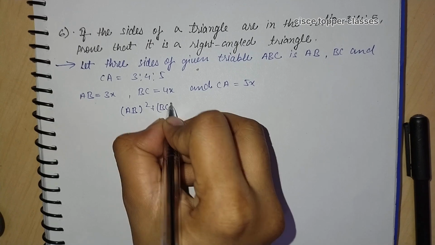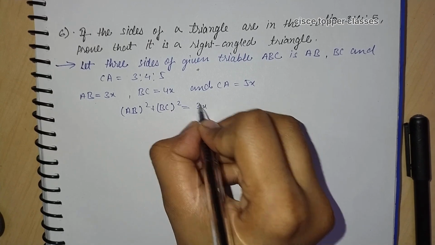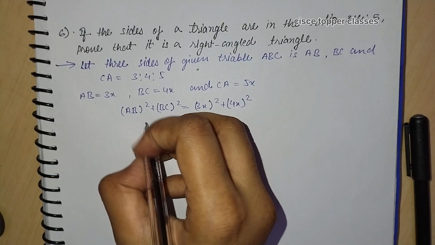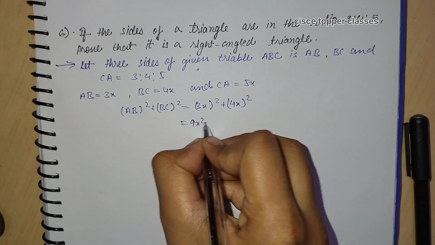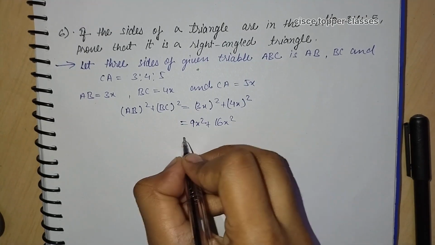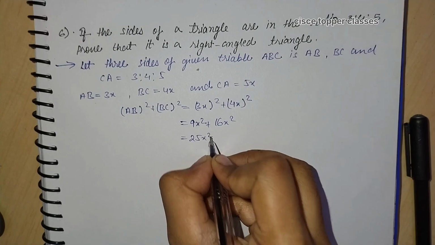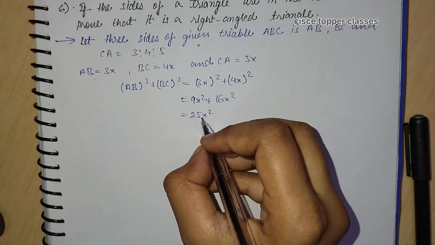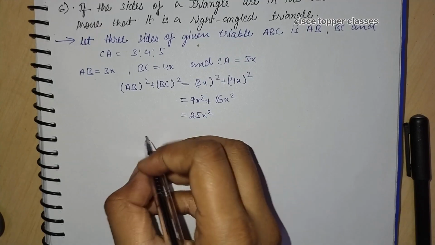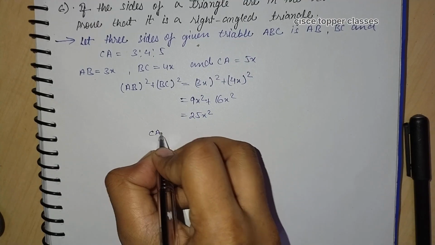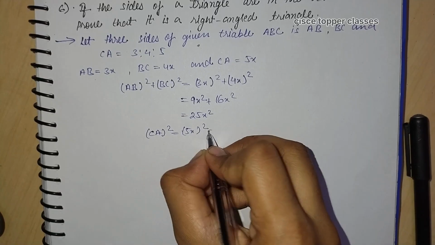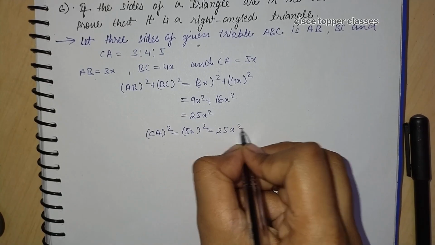BC whole square equal to 3x whole square plus 4x whole square. Simply we can write this part as 9x square plus 16x square, which will be 25x square from here. So as this is 25x square, we can simply see that CA whole square is equal to 5x whole square, equal to 25x square.